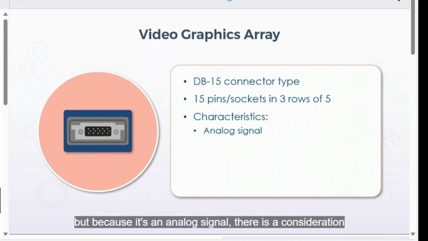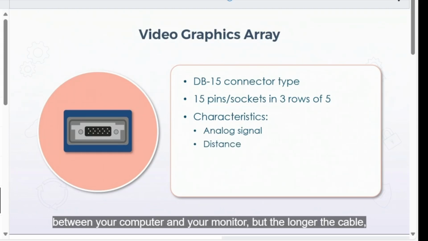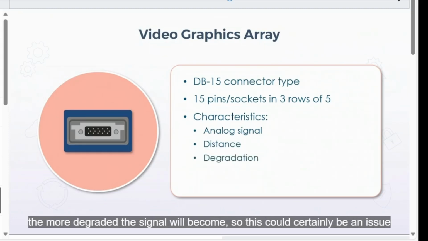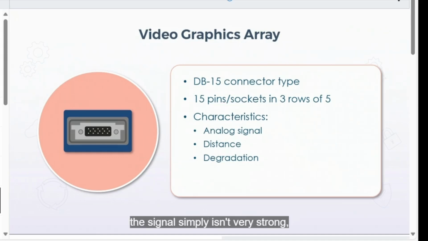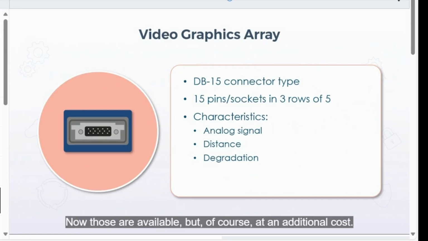But because it's an analog signal, there is a consideration with respect to the length of the cable. Now, that's almost never an issue in terms of the distance between your computer and your monitor. But the longer the cable, the more degraded the signal will become. So this could certainly be an issue if you're trying to run a cable from your computer to a projector that was mounted on the ceiling in a large auditorium. That could be quite a distance. So by the time you reach the projector, the signal simply isn't very strong. So you might need some kind of amplifying unit. Now, those are available, but of course at an additional cost.